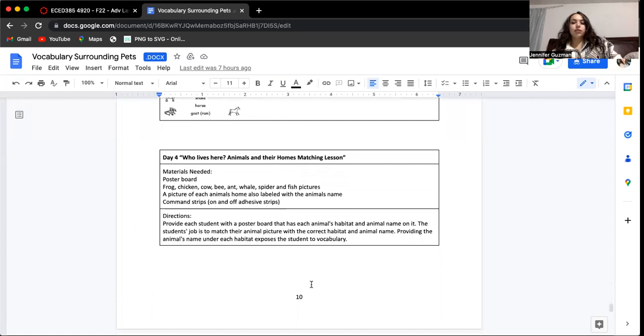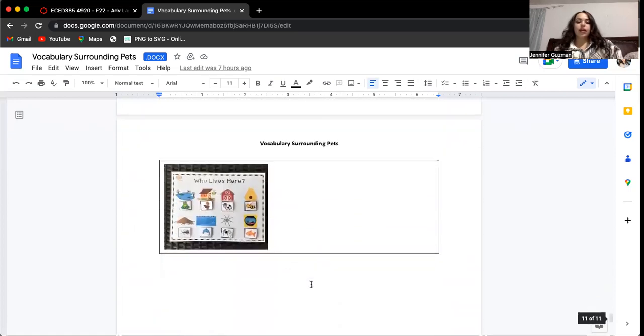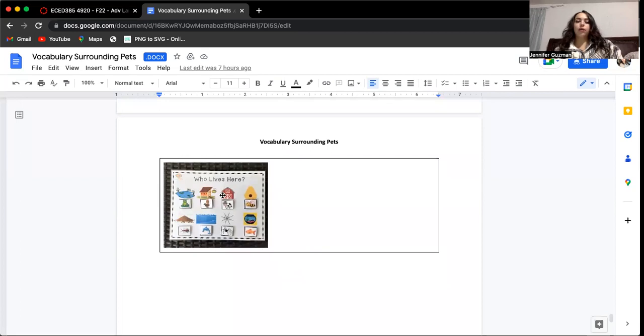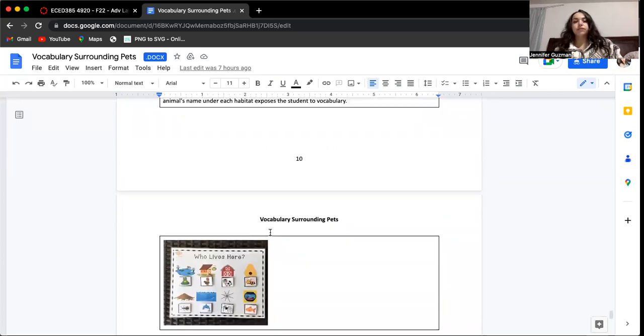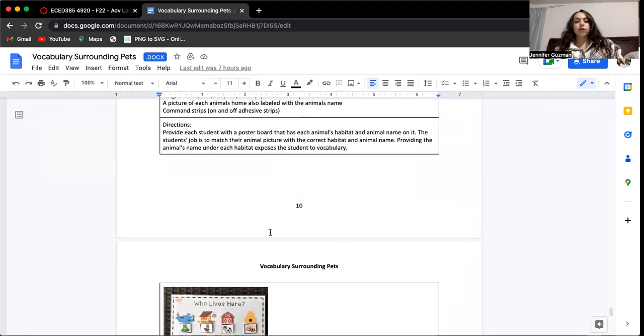So for this one, you'd also need a poster board, and you need a home, the home of the animals that you pick. Each student, you can either do it as a class or you can give something like this to each student, with the animal's habitat and the animal's name on it. And it is the student's job to match the picture of the animal with the name and the right habitat of the animal.